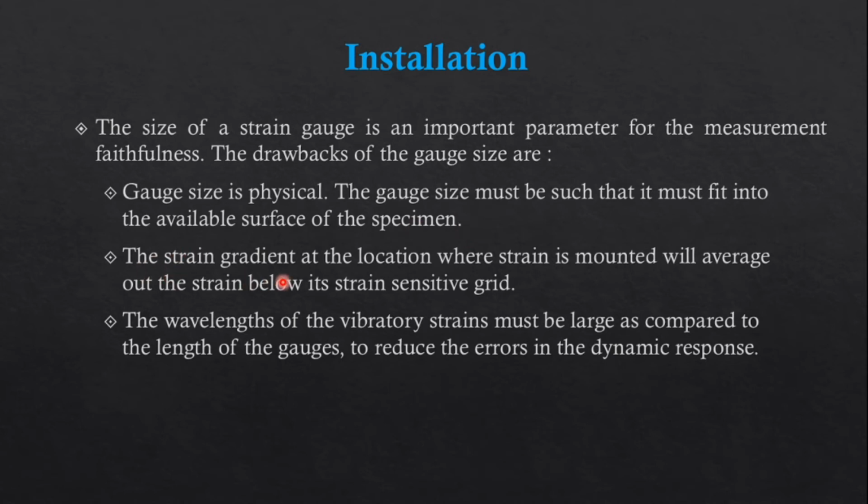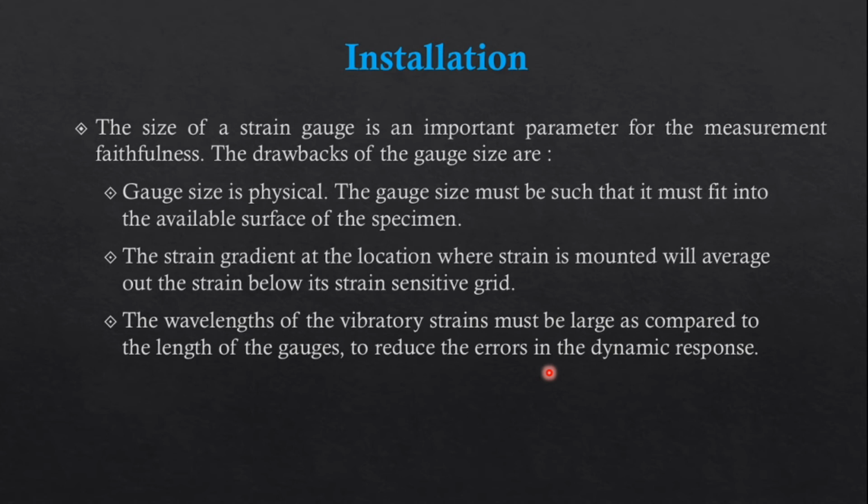Then, the strain gradient at the location where the gauge is mounted will average the output strain over its strain sensitive grid. Now, the wavelength of the vibratory strain must be large compared to the length of the gauge to reduce the error in the dynamic response, because we are changing our input with respect to time. So, for good fidelity in the magnitude of strain reproduction, the gauge length must be less than 1/20th of the wavelength of the vibration. So we are neglecting the error with the help of this type of arrangement.